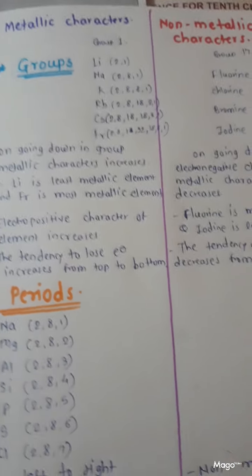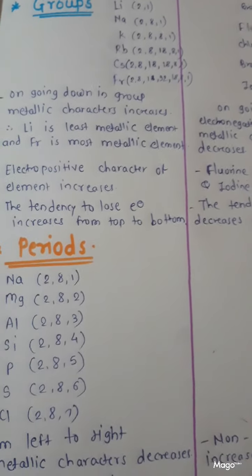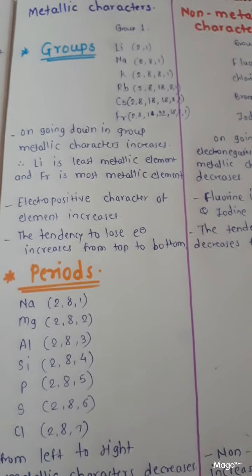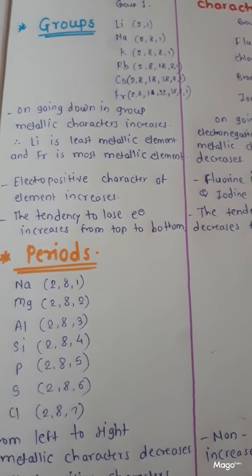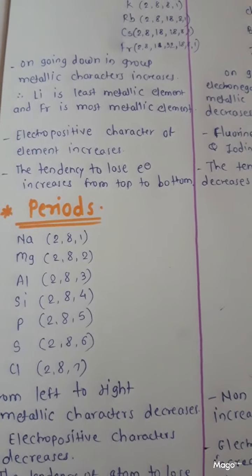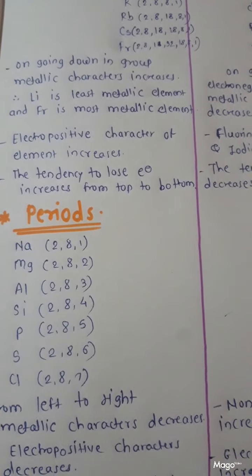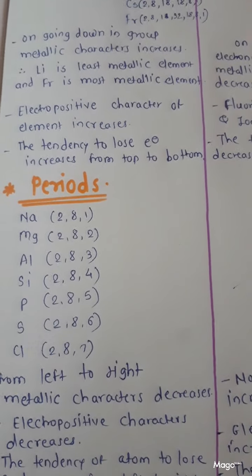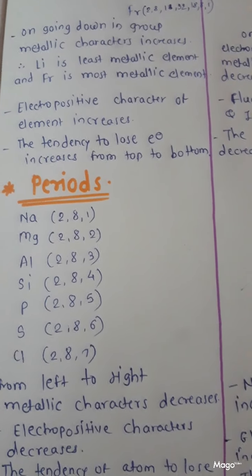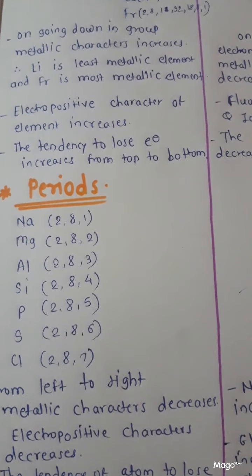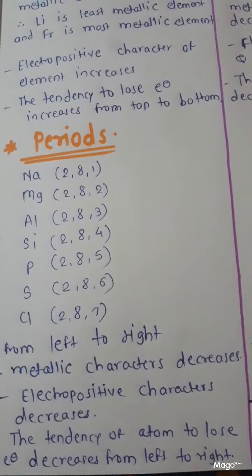Got it, student? What is metallic and non-metallic character in the periodic table? So what is meant by metallic and non-metallic characters? In groups, metallic character increases from top to bottom. In periods, metallic character decreases from left to right. Electropositive character increases from top to bottom and decreases from left to right. Then the tendency of an element to lose electrons increases from top to bottom, and decreases from left to right.